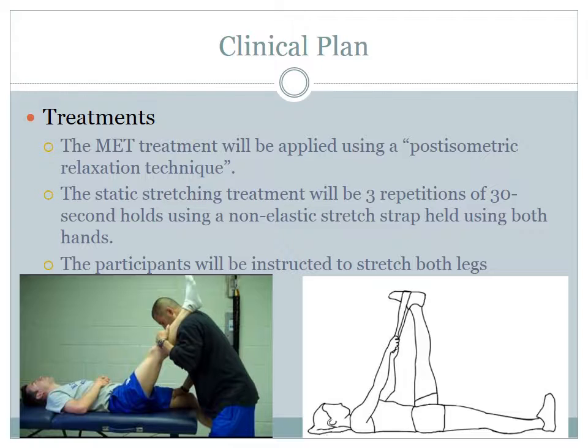The MET treatment will be applied using a post-isometric relaxation technique. A clinician will passively flex the hip until resistance due to hamstring tightness is felt. Then the subject will apply a downward pressure to the clinician's shoulder for 10 seconds while keeping the knee straight. Finally, during the relaxation phase, the clinician will passively flex the hip until similar resistance is felt. That final position will be held for 30 seconds. The subject will have 10 seconds of rest and the stretch will be repeated 3 times.